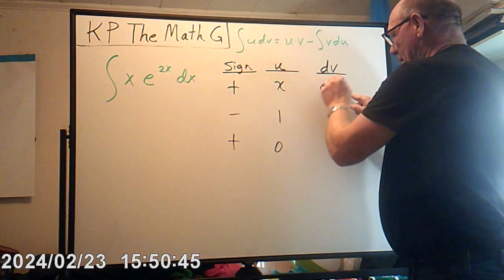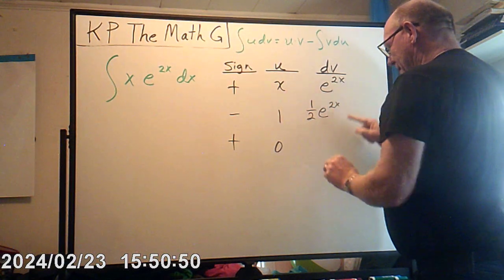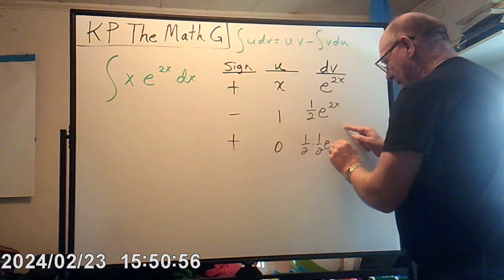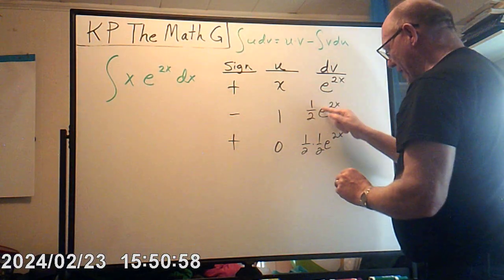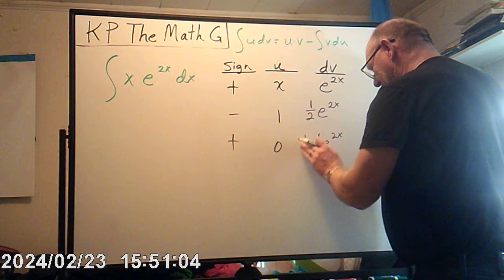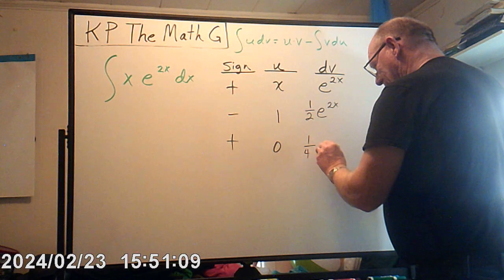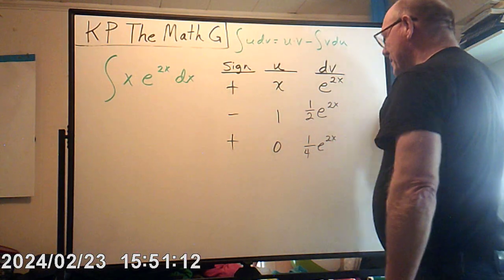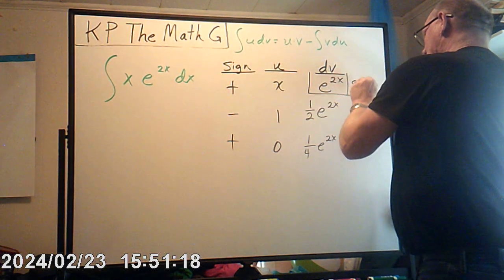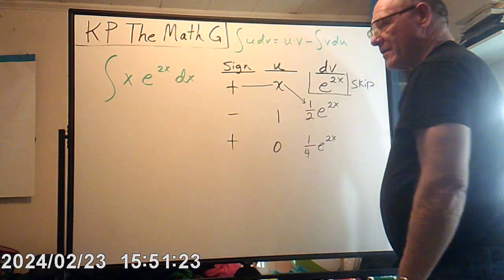So here we go. 1/2 e to the 2x. This one is now 1/2 times 1/2 e to the 2x. And remember, it's 1/2 again, and we put that 1/2 on the outside. So this is actually 1/4 now, isn't it? That's what I did on the last problem. So it's just 1/4 e to the 2x right there. And then once again, skip, and the pattern goes like that.